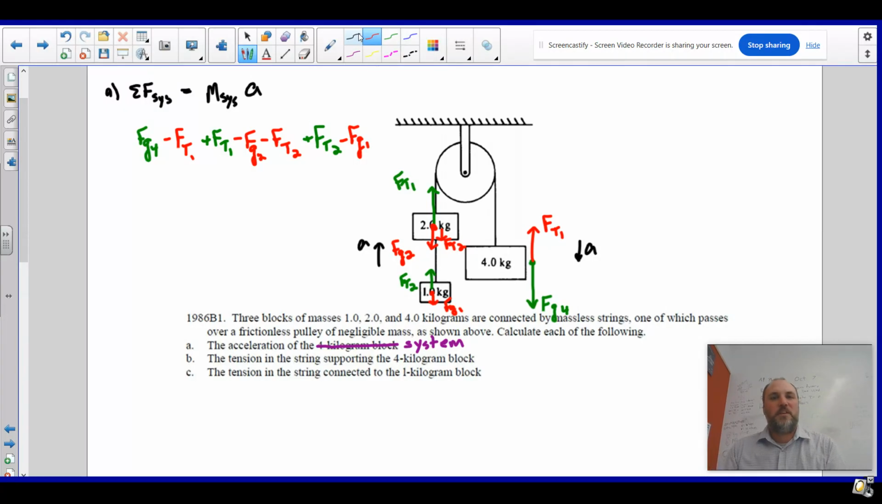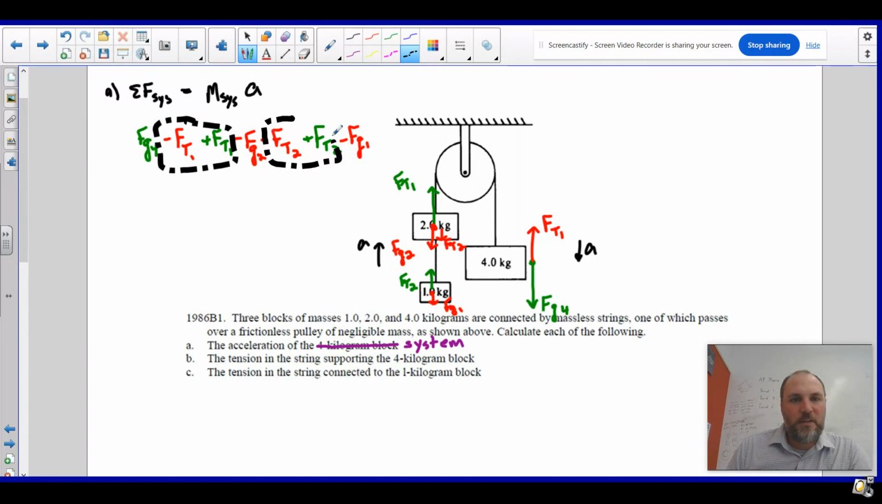We were summing the forces on the entire system, but what we should notice is we have these internal third law pairs that cancel out, right? These two tensions, one red, one green, one red, one green, they're going to cancel out. And what we're really looking at for the system is just that the weight of the 4 kilogram is kind of leading everything, and it's going to have to pull against the weight of the 2 kilogram and the weight of the 1 kilogram in order to accelerate the system. And all of that should equal the mass of the system times acceleration.